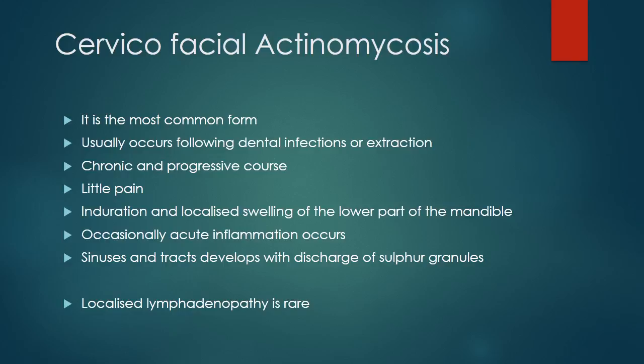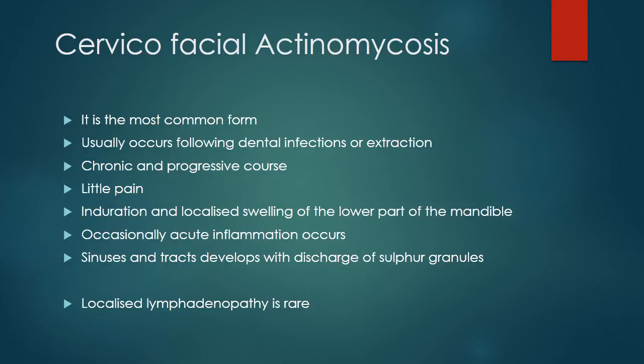So the disease manifests as a chronic progressive disease. Usually it involves the lower part of the jaw, the mandible, and it manifests as an induration or localized swelling. Whenever there is an induration or localized swelling, usually there will be a regional lymphadenopathy. But in actinomycosis, this localized lymphadenopathy is very rare. Occasionally, the disease may present as an acute inflammation, so it occurs as an acute inflammation or a chronic process. The chronic process is the most common form and acute inflammation may also be seen in some patients.